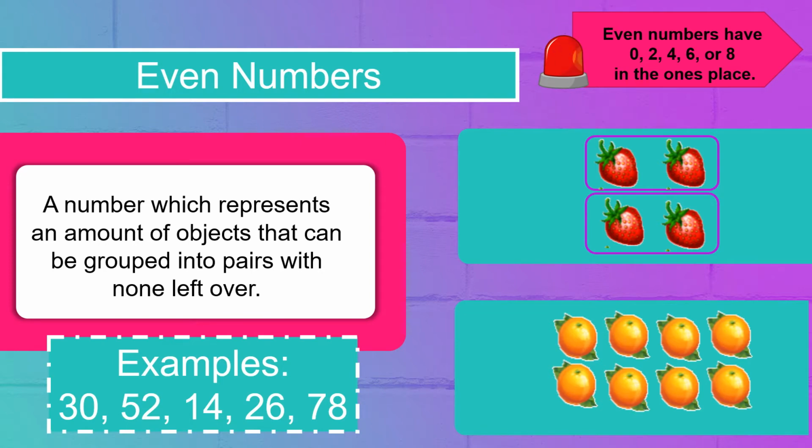Now, let us count the oranges. 1, 2, 3, 4, 5, 6, 7, 8. There are 8 oranges. Now, let us circle the pairs. 1 pair, 2 pairs, 3 pairs, 4 pairs. We were able to make 4 pairs of oranges with none left over. That means that 8 is an even number.